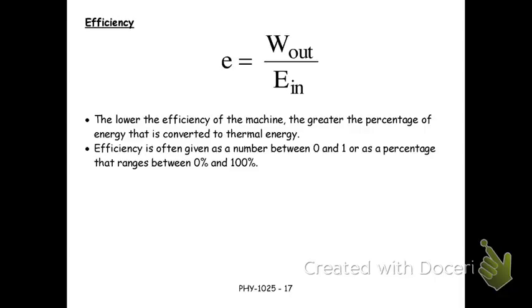Let's change pace a little bit and have a look at the next thing, which is efficiency. We have machines, we have people, and they can do work, but there is friction. So what I get out is not necessarily what I put in, and I can characterize that by efficiency. The lower the efficiency of the machine, the greater the percentage of energy that's converted into heat.